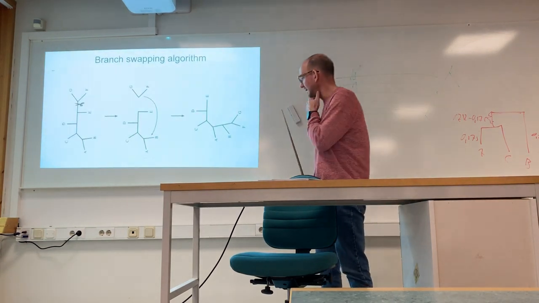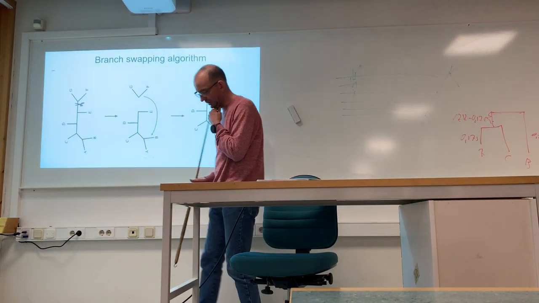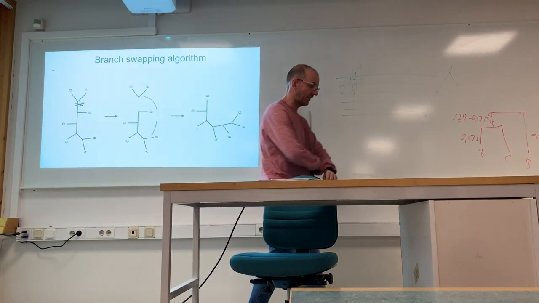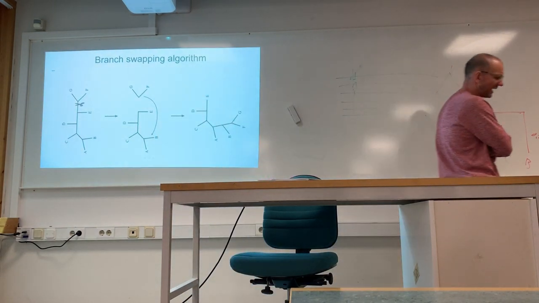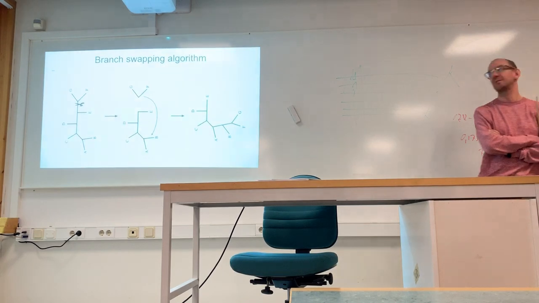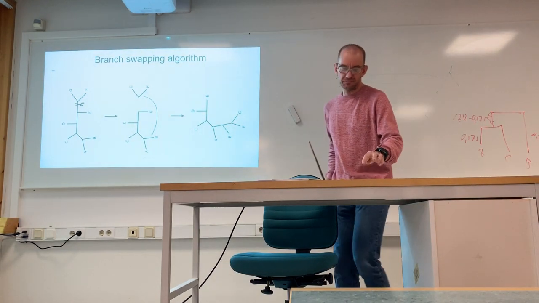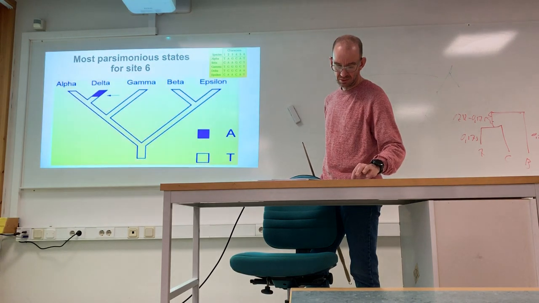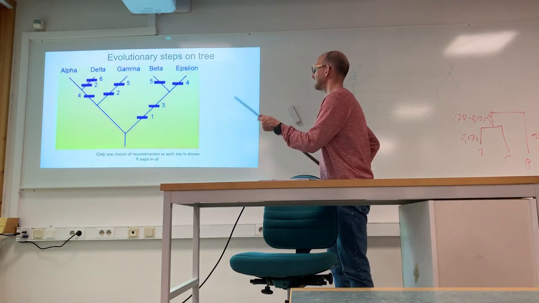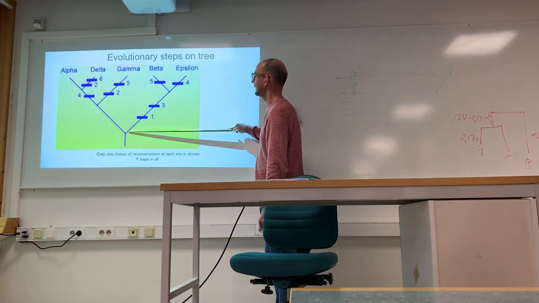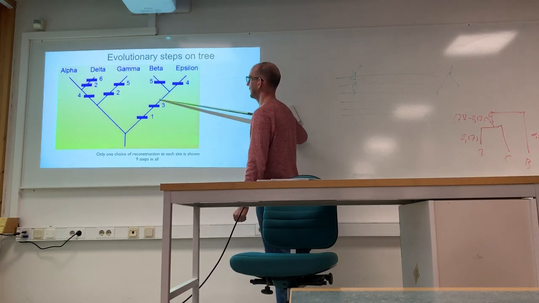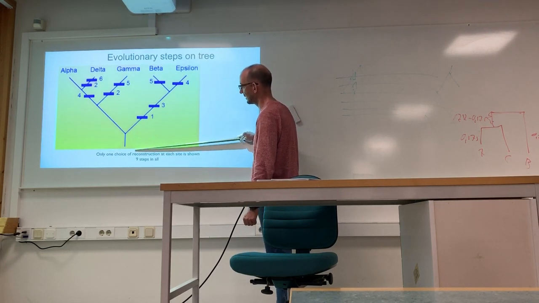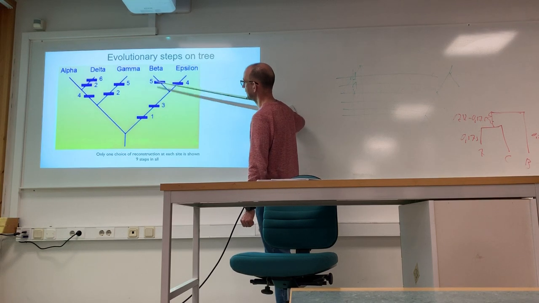Okay, and the other method that's mentioned in the book is the maximum likelihood method. The idea is very similar to maximum parsimony, but instead of just counting the number of mutations as we do here, you actually have a model that calculates the probability for a mutation to happen along this time. It basically has a time frame moving up here.